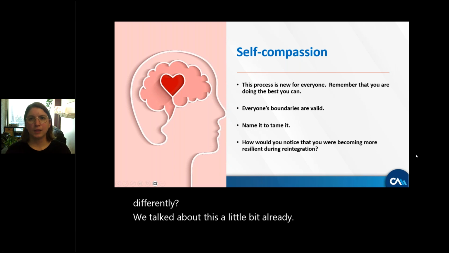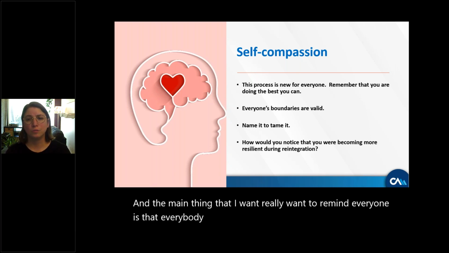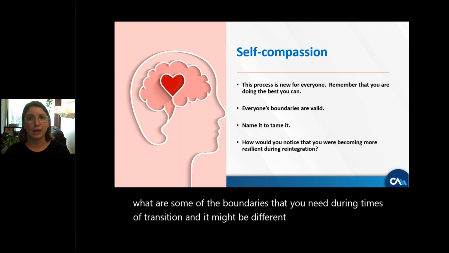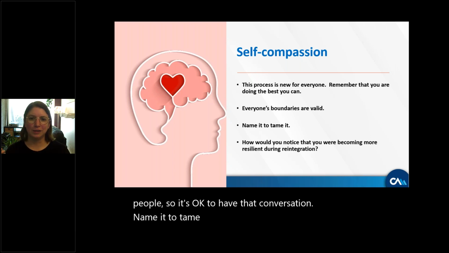And the main thing that I really wanted to remind everyone is that everybody's boundaries are valid. So really figure out what are some of the boundaries that you need during times of transition, and it might be different than other people. So it's okay to have that conversation. Name it to tame it is a quick, brief sentence describing how to cope with emotions.